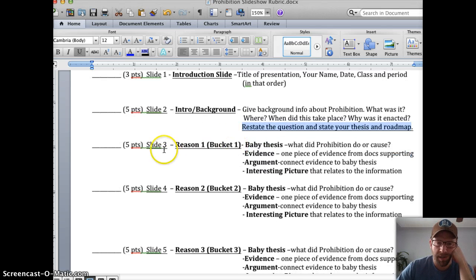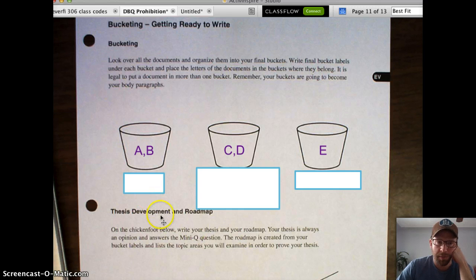All right, next slide, slide 3. This is reason number 1 or bucket number 1. Remember, I'm going to go to this page real quick, and we talked about this in class, but you've got 3 reasons: Reason 1, 2, and 3, bucket 1, 2, and 3, same thing. Bucket 1 has to do with crime. So these documents deal with crime and how prohibition didn't solve the crime problem but made it worse.